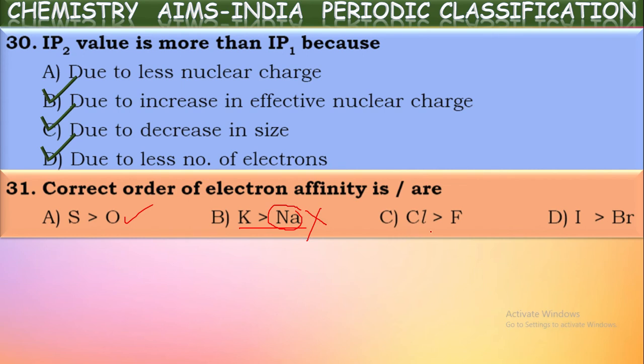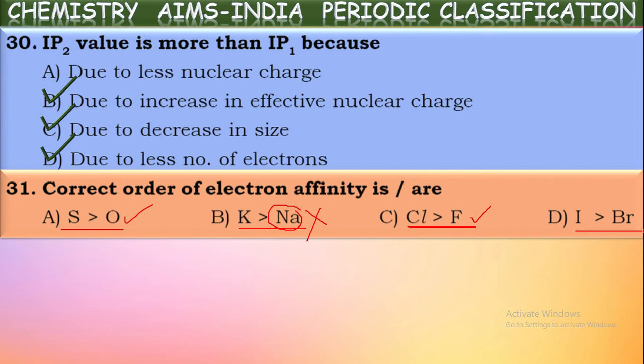And the next, chlorine and fluorine both belong to the same group. Top to bottom, electron affinity decreases. But here, in the case of the sixth and seventh group elements, the second element in that group has the greater electron affinity because of the very small size of the first element. Whatever explanation we gave here, the same we can say here also. So actually fluorine should have the greater electron affinity, but it has lower electron affinity than chlorine because of the very small size of fluorine, right? So chlorine has greater electron affinity than fluorine.